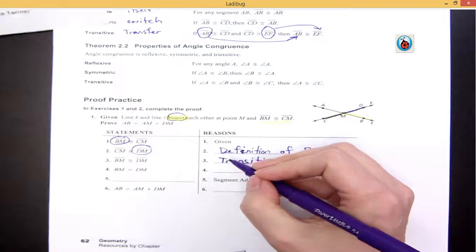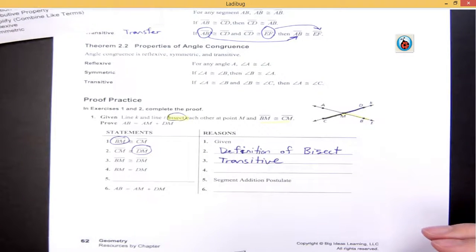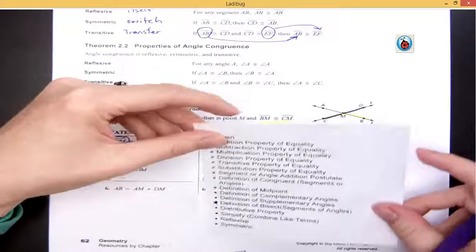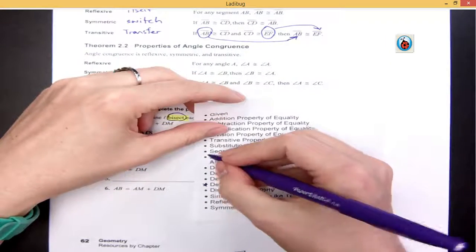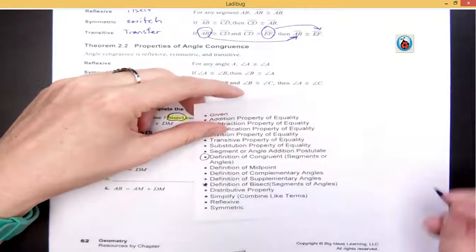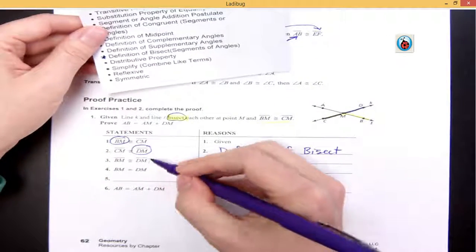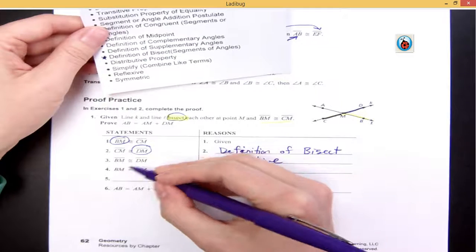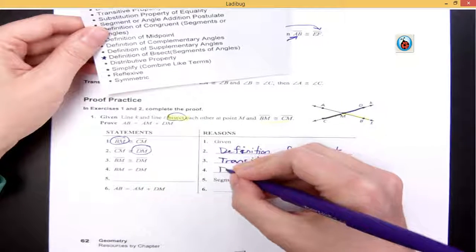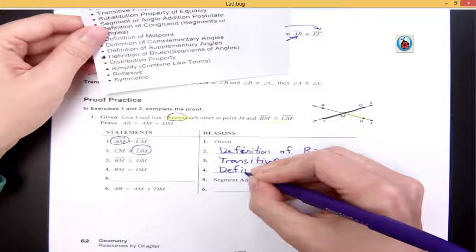This one is on your list, though we haven't gone over this in definitions yet. Definition of congruent is just when I take away those geometry symbols and say, well, if these two segments are congruent, they are the same length. So that's called definition of congruent.